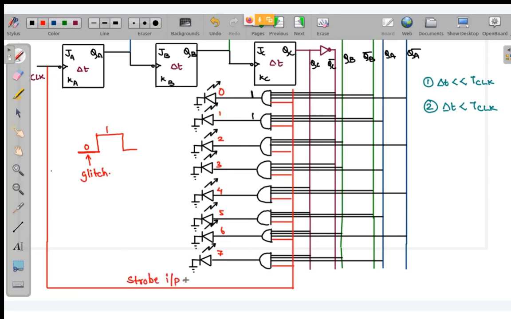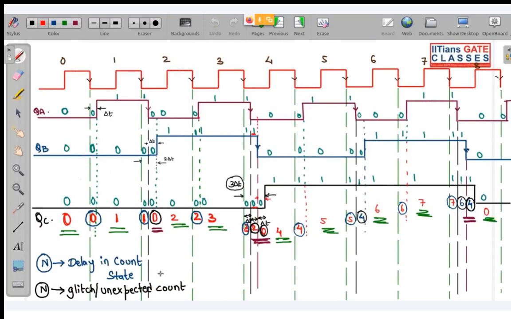Tell me if this concept is clear or not, the concept of strobe input. Is this clear? Fine. So now one more thing. Usually in the GATE exam, in the last 20 years, they have never talked about strobe input. But if they ask sometime, you should know basically what strobe input is. Okay, fine. So up to this point, I hope everything is clear.